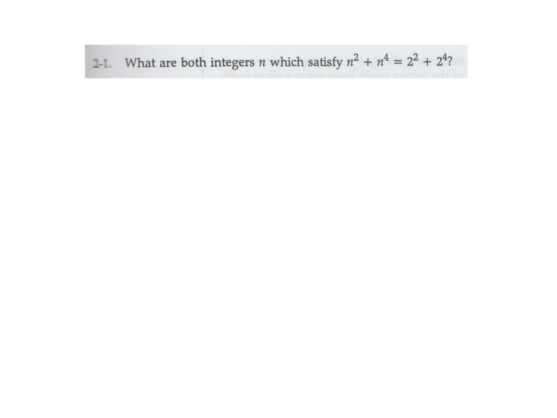What are both integers n which satisfy n squared plus n to the power of 4 is equal to 2 to the power of 2 plus 2 to the power of 4? Well, just by inspection, if you look at the numbers, n squared, n to the 4, and then on the other side you have 2 squared plus 2 to the power of 4, obviously n is equal to 2. But then they're saying both, so there's got to be another one.